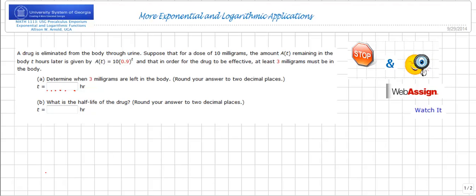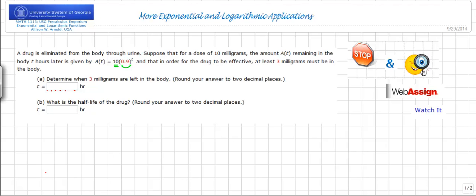Okay, now first I want you to make sure you understand your formula. You have an amount present at time 0 times a multiplier per hour. The multiplier is 0.9, which means that every hour you're retaining 90% of what you had the previous hour, which also means that every hour you're losing 10% of what you previously had.